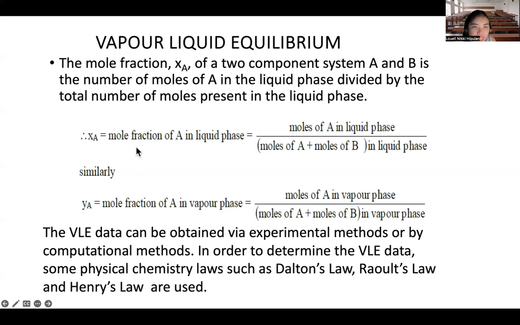Same lang din sa vapor phase. So the mole fraction of A in the vapor phase is equal to the moles of A in vapor divided by moles of A plus moles of B in the vapor phase. So several physical chemistry laws that are used to determine the VLE diagram are, again, yung Dalton's law, yung Raoult's law, and then yung Henry's law.